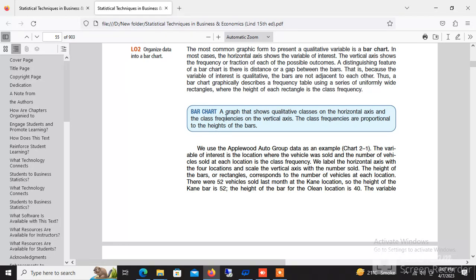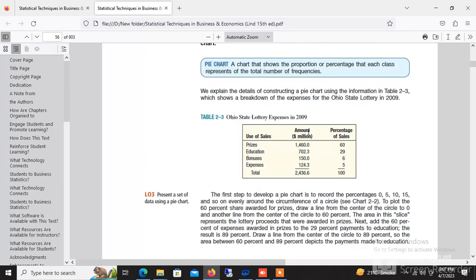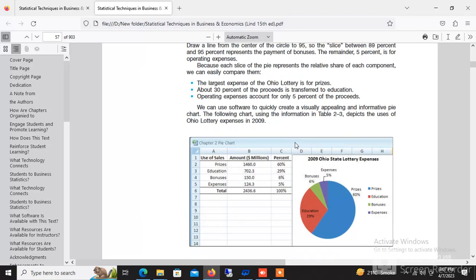अच्छा, bar chart: a graph of the qualitative classes on the horizontal axis and the class frequencies on the vertical axis. The class frequencies are proportional to the heights of the bars. Pie chart: a chart that shows the proportion or percentage that each class represents of the total number of frequencies. This is a pie chart.